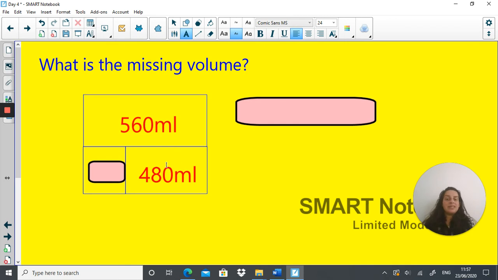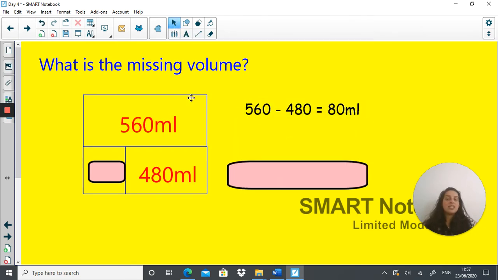Now, the bar model is similar to the part-whole model because this is the number at the top, the bar that goes right across is like the big circle at the top, and these two are the addends. So what's the missing number here? What calculation do we need to carry out? Pause the video and have a go. So the calculation is 560 take away 480, which gives 80 millilitres. So 80 millilitres, oh, it's hidden away again, goes in there. Good job, guys.